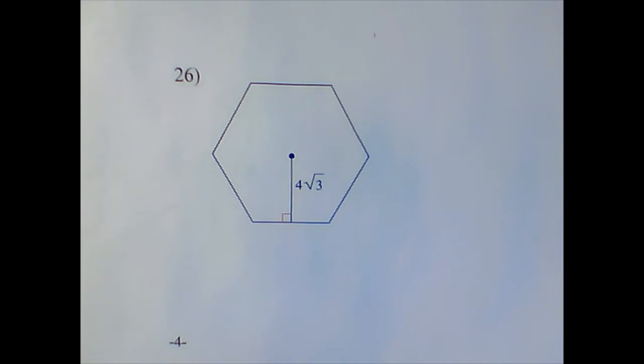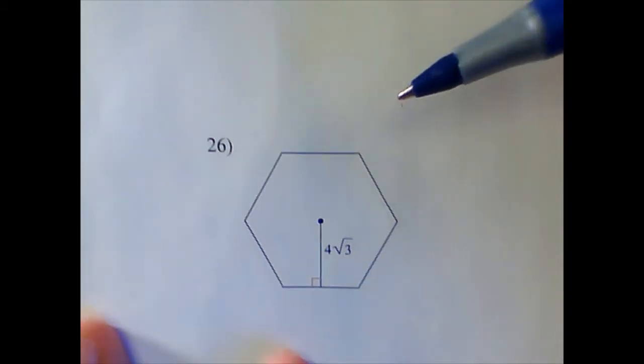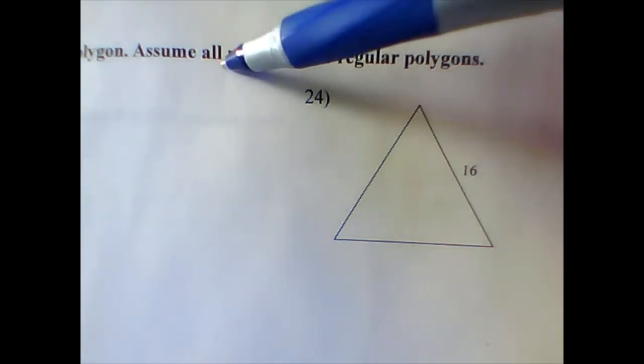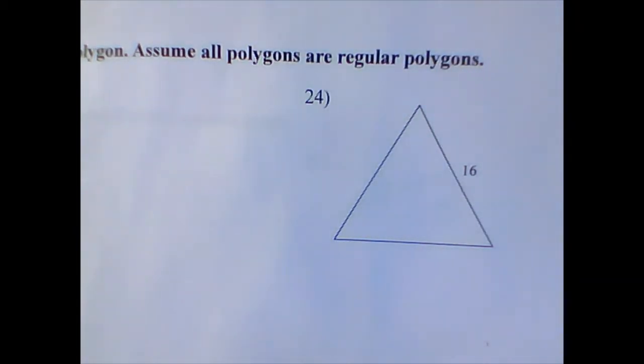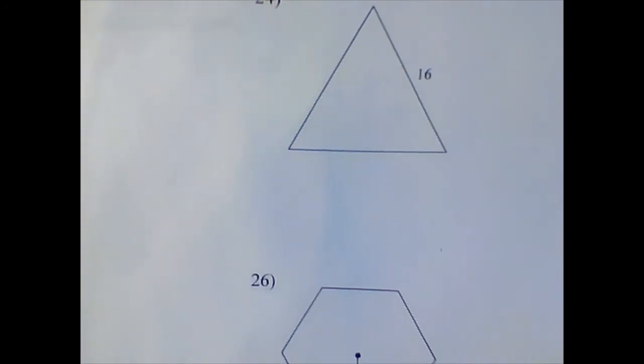Number 26. Scary number 26. Here we go. Okay. Let's look at the instructions. We're going to assume all polygons are regular polygons. That gives us an automatic formula we can use for this thing.